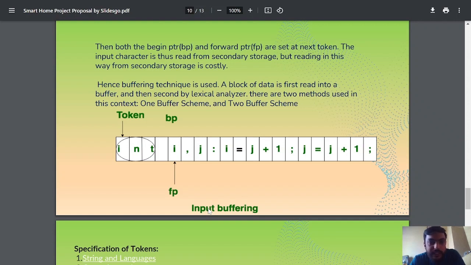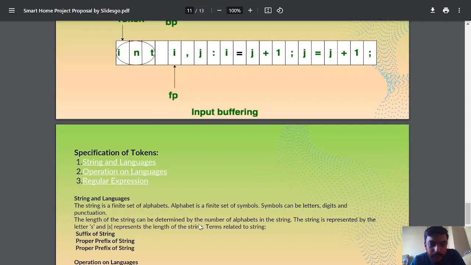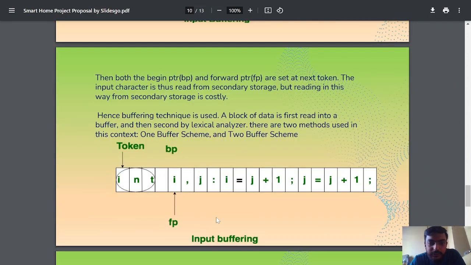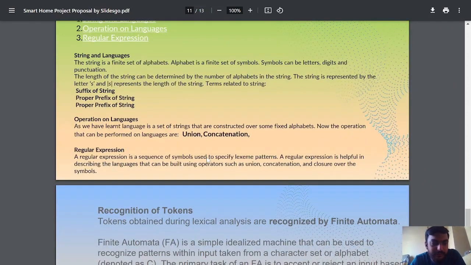The input characters are thus read from secondary storage, but reading in this way from secondary storage is costly. Hence, the buffering technique is used. A block of data is first read into the buffer and then scanned by the lexical analyzer. There are two methods used in this context: one buffer scheme and two buffer scheme. This is the figure.